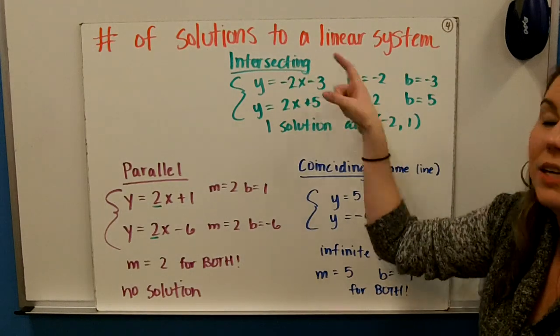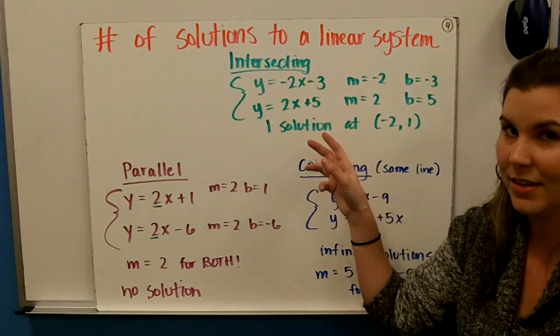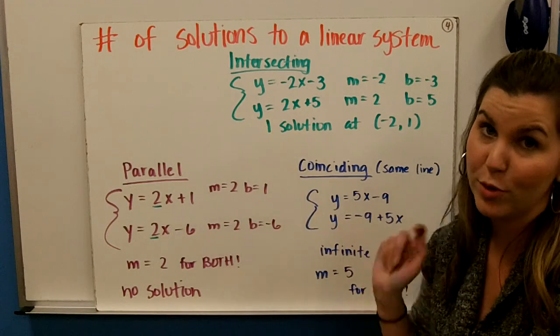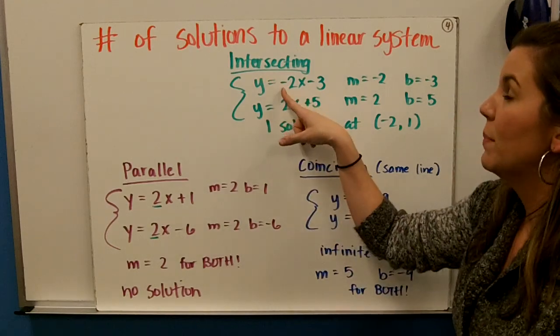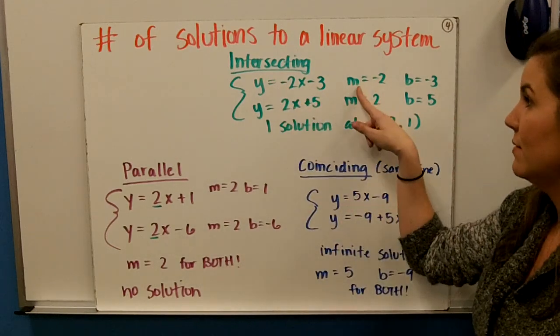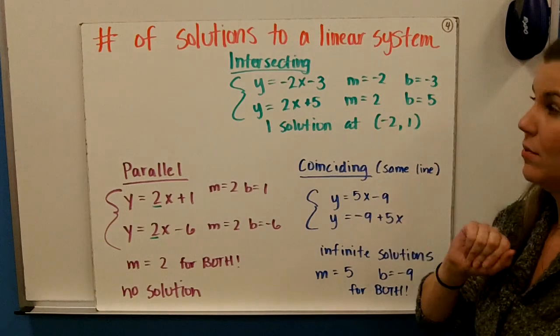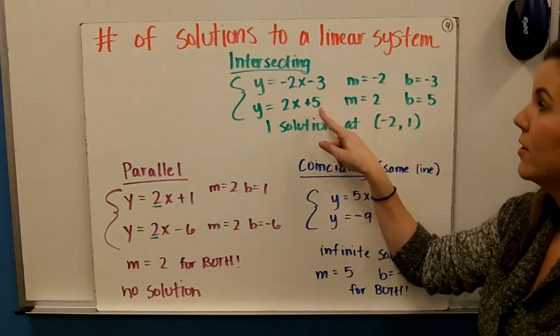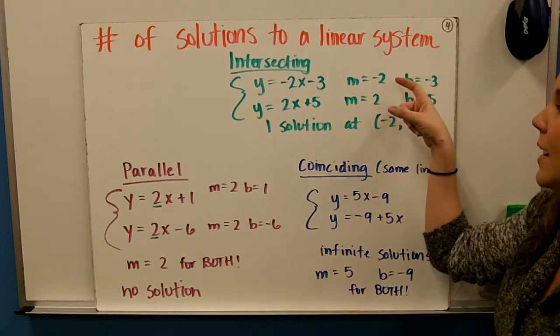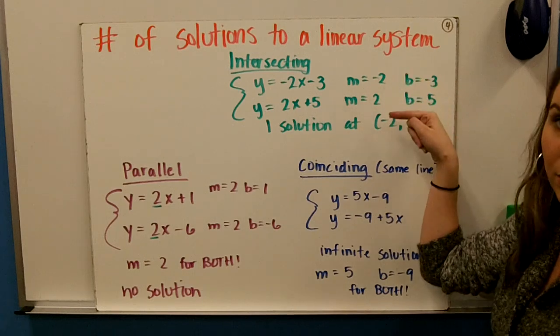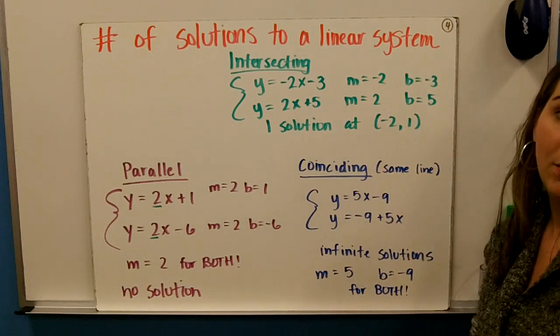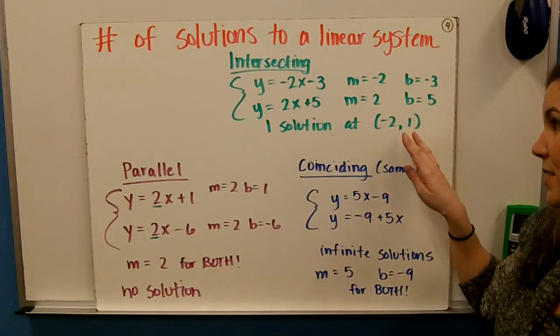So here, by looking at the equations, again, you have to have y by itself before you can tell, you can compare the slopes. My slope is -2, my y-intercept is -3. Slope is 2, y-intercept is 5. If they have different slopes, then they will intersect at 1 place. And I graphed these to find this answer.